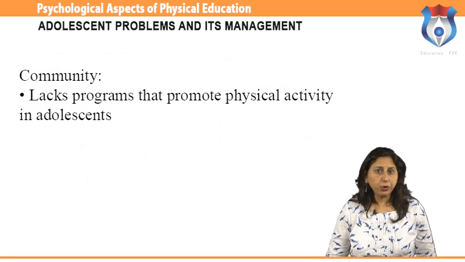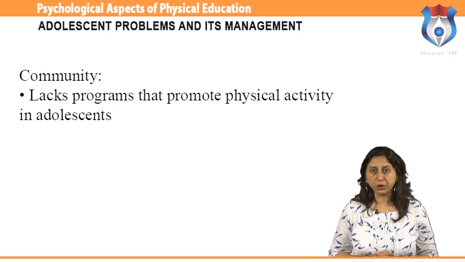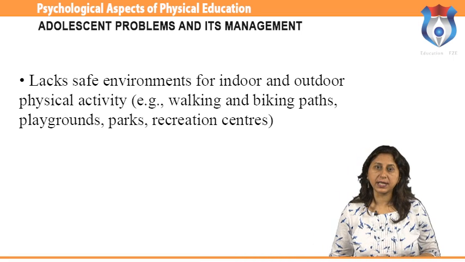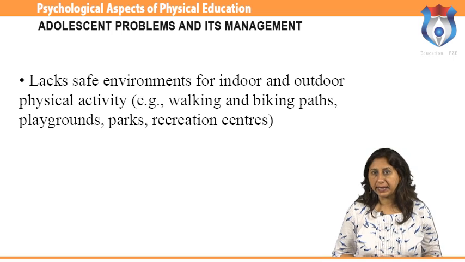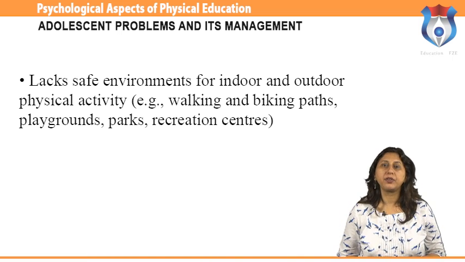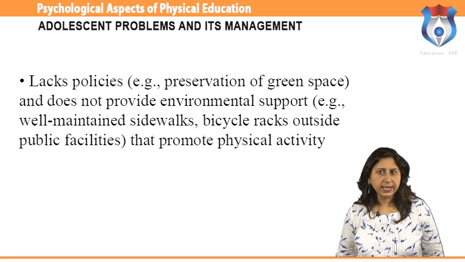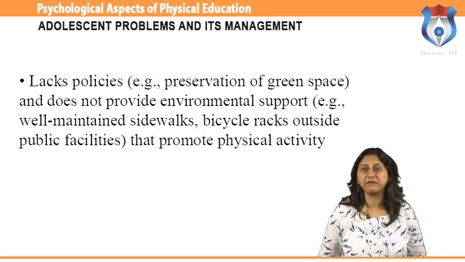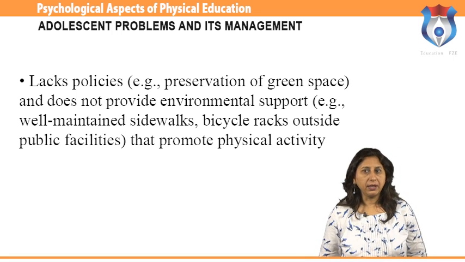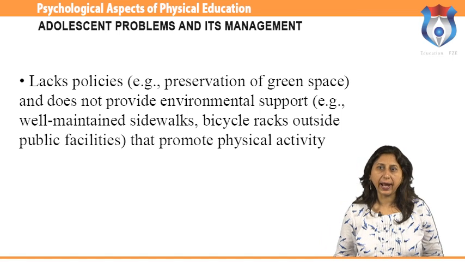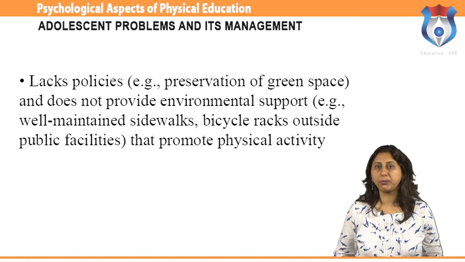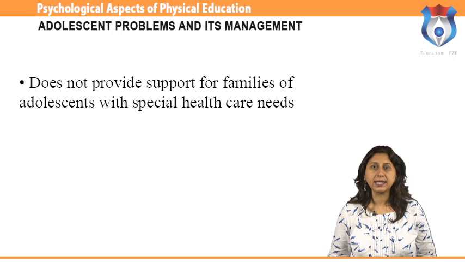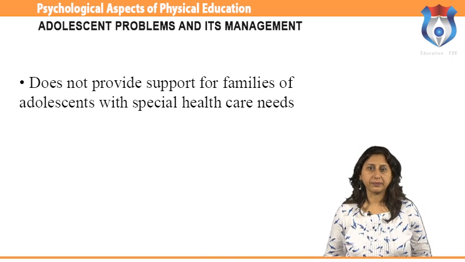Community lacks programs that promote physical activity in adolescents, lacks safe environments for indoor and outdoor physical activity, for example walking and biking paths, playgrounds, parks, recreation centers, lacks policies, for example preservation of green space, and does not provide environmental support, for example well-maintained sidewalks, bicycle racks outside public facilities that promote physical activity, does not provide support for families of adolescents with special health care needs.